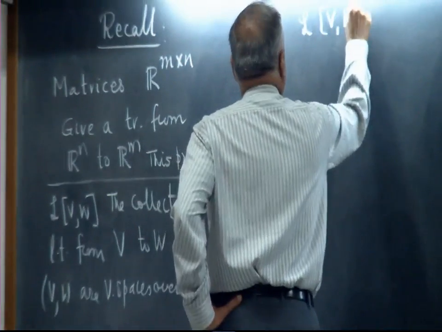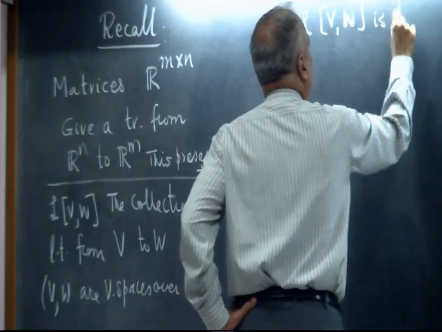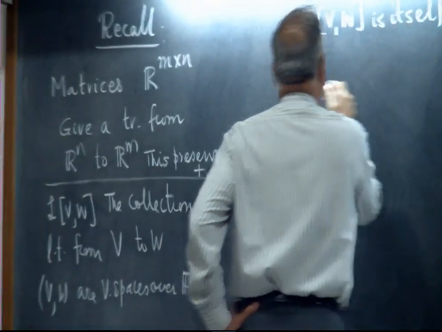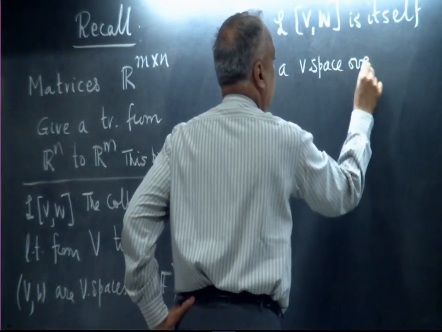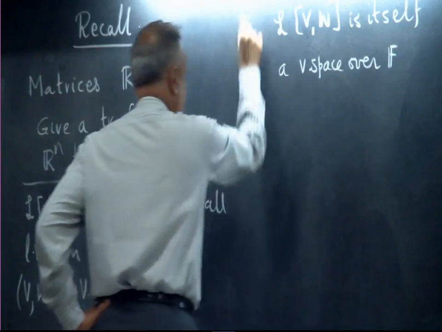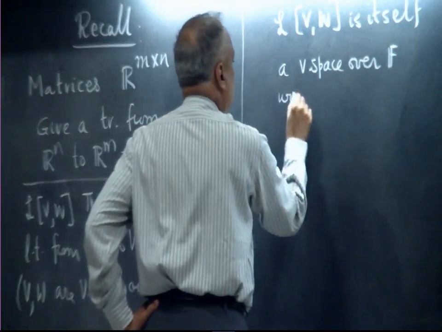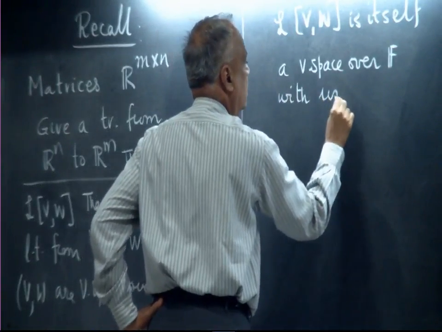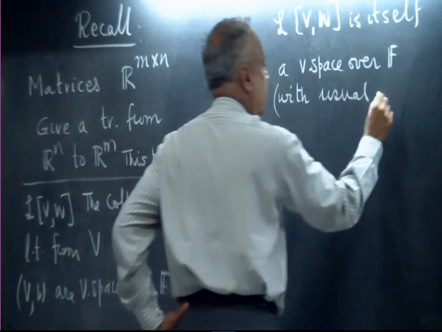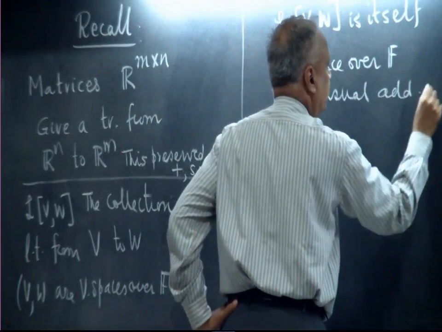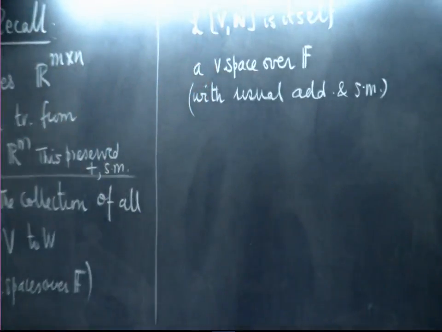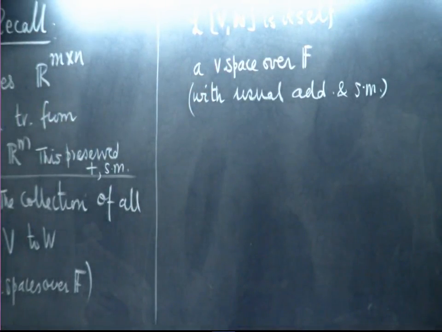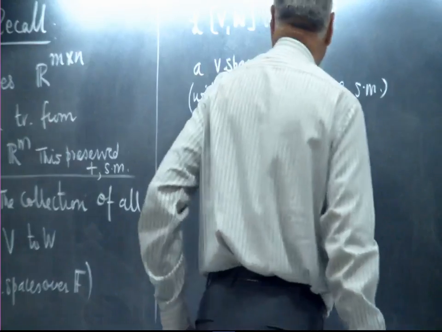L(V,W) is itself a vector space over F with the usual addition and scalar multiplication. When I say usual addition, that means how you add functions. Linear transformations are functions, so how you add functions normally, how you multiply a function by a number.